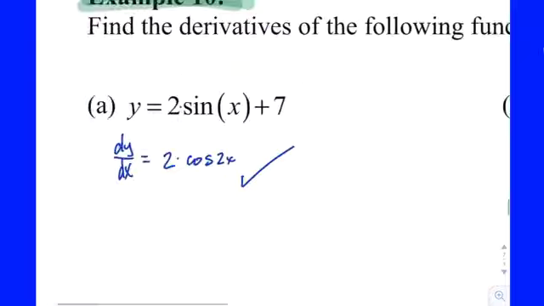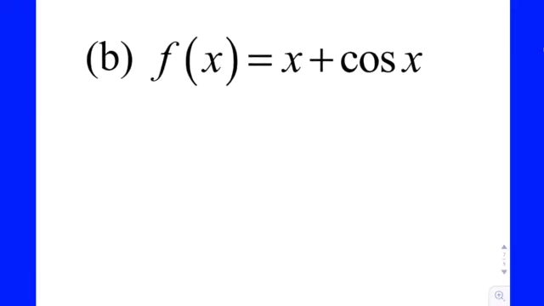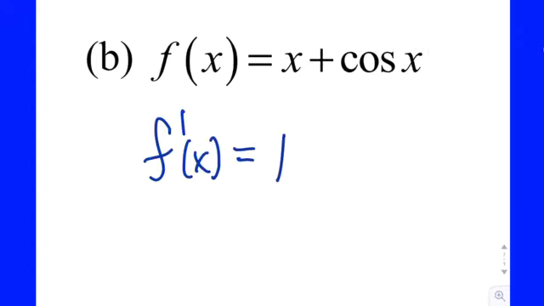Yeah, good. Letter B. Two terms. Left side, f prime of x. Derivative of x is 1. And then the derivative of cosine is negative sine. Good. If it starts with co, it's going to have a negative derivative.